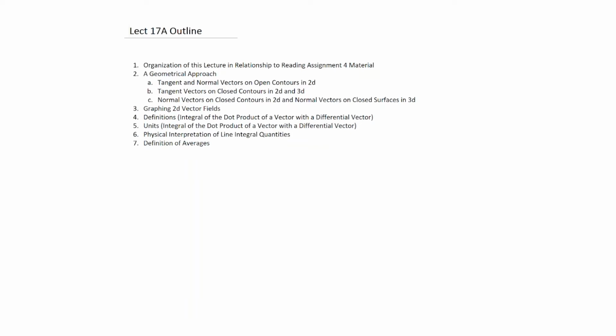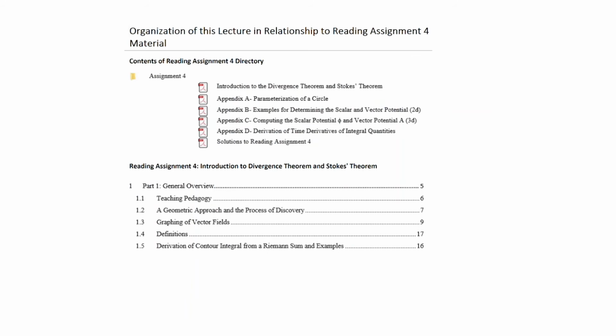All right, as usual, I'll skip this slide. This is just an overview of the slides to follow. Okay, so that's a little bit of background regarding how this material relates to the organization of material in Reading Assignment 4. The Reading Assignment 4 directory contains these documents. There's the main document, which is the introduction to the divergence theorem and Stokes theorem. We'll go through parts of it now and then move on to Reading Assignment 5 and come back to it later. But that's just some information for your use.